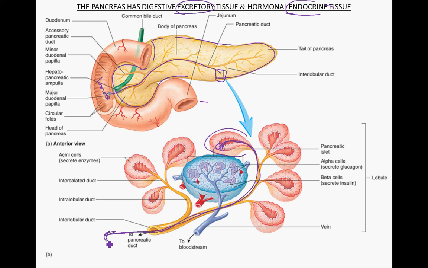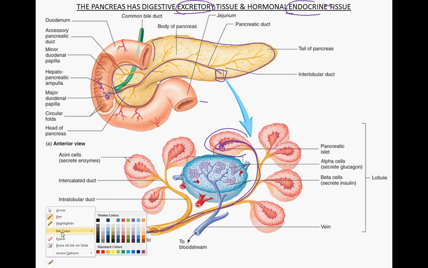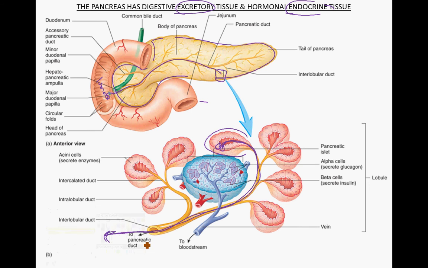The other part of the pancreas is the endocrine part of the pancreas, and that's shown here. I'll just switch colors real quick. Notice that there's blood supply. These are blood vessels going into and out of this tissue area here. Notice that there's no blood supply around this excretory tissue, really.